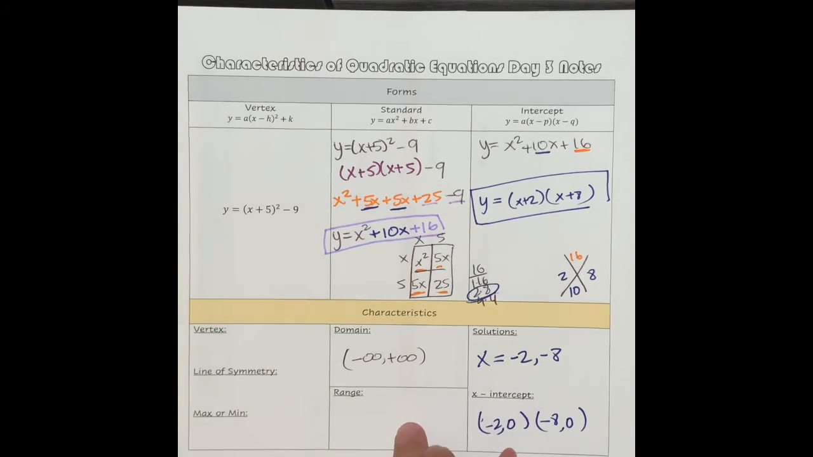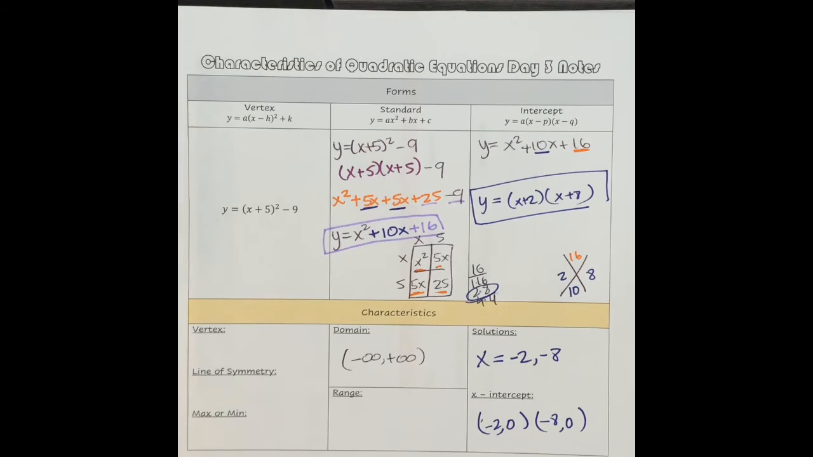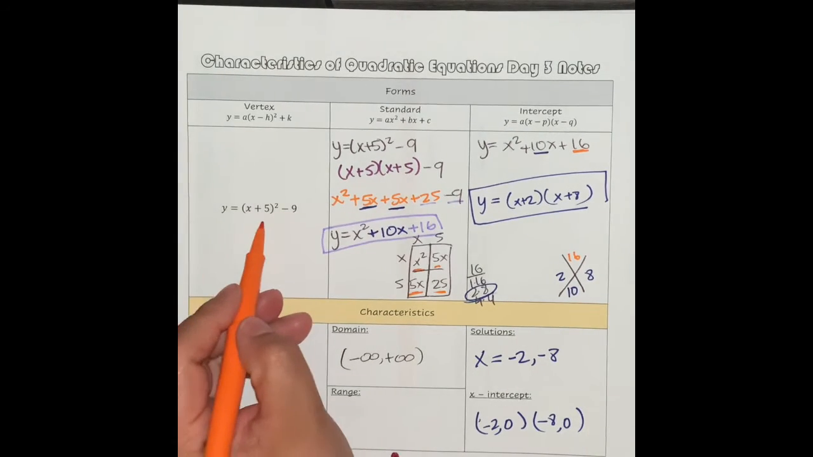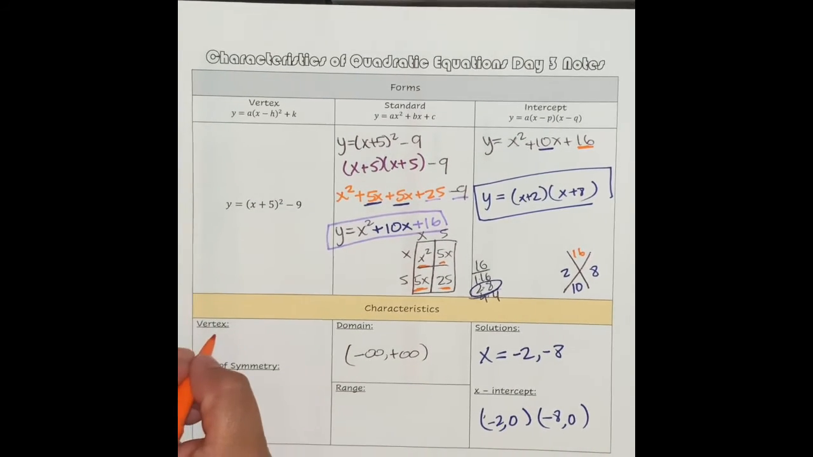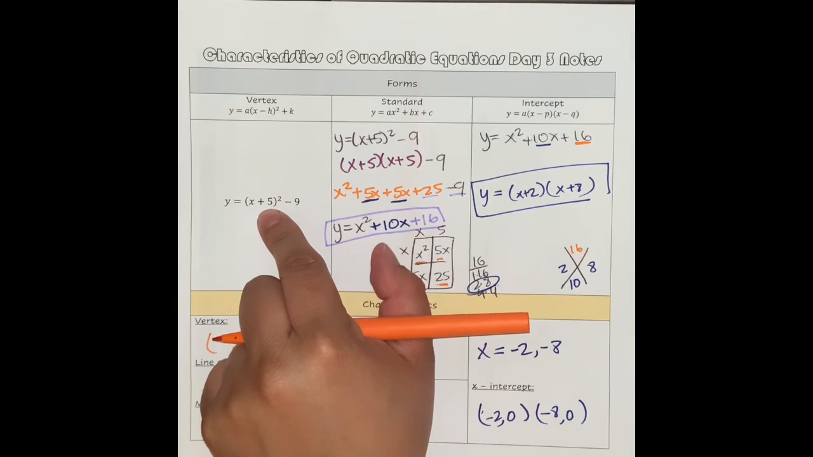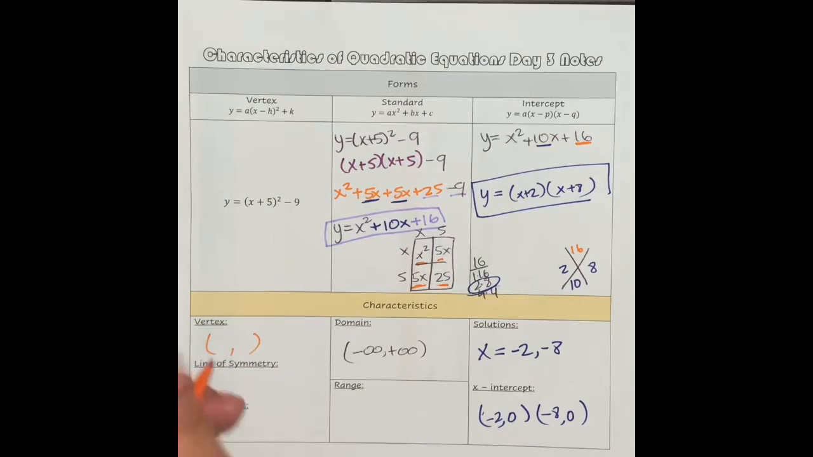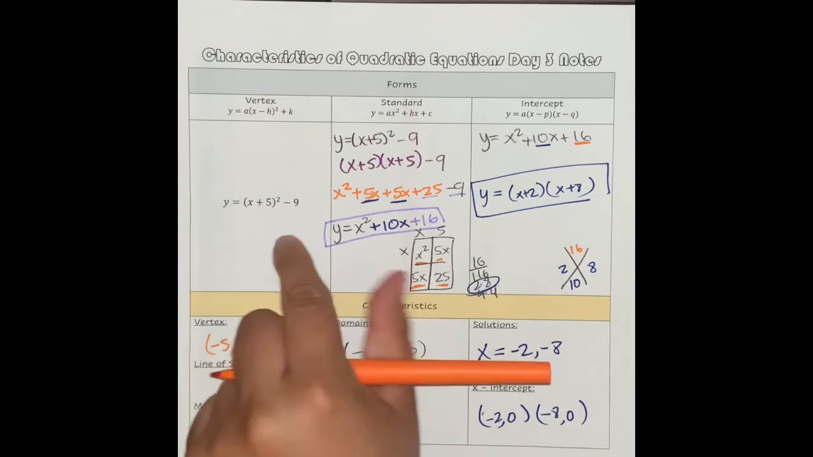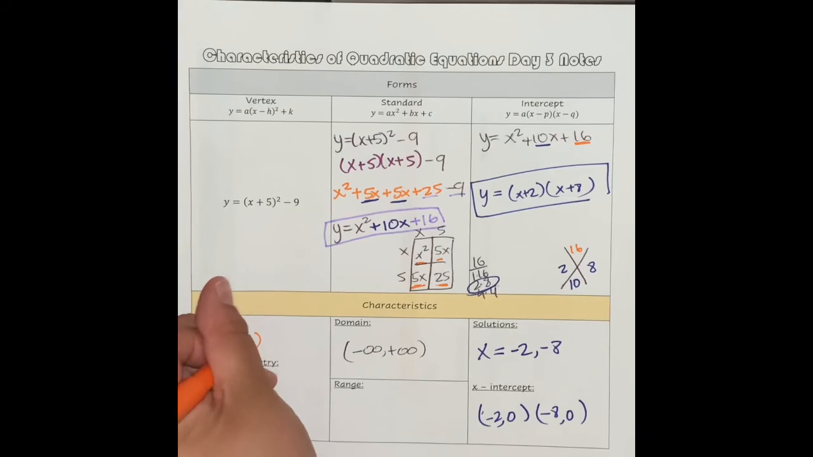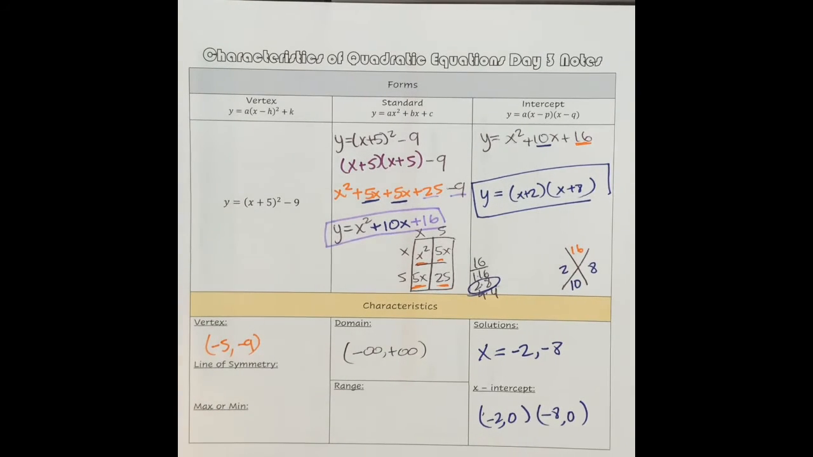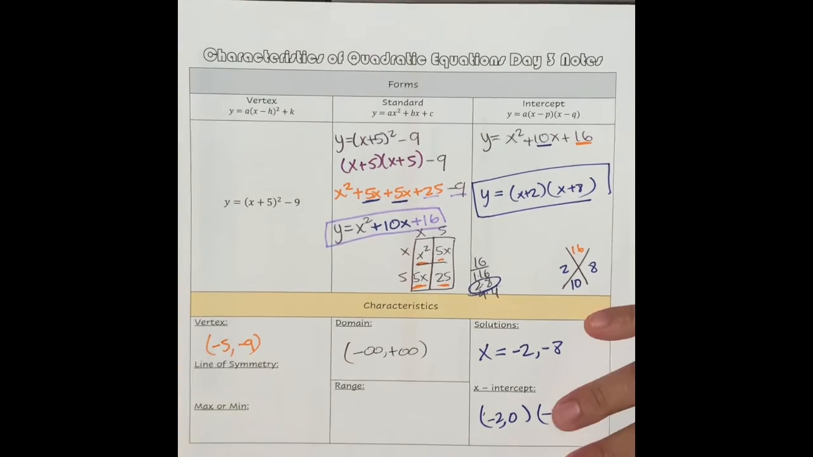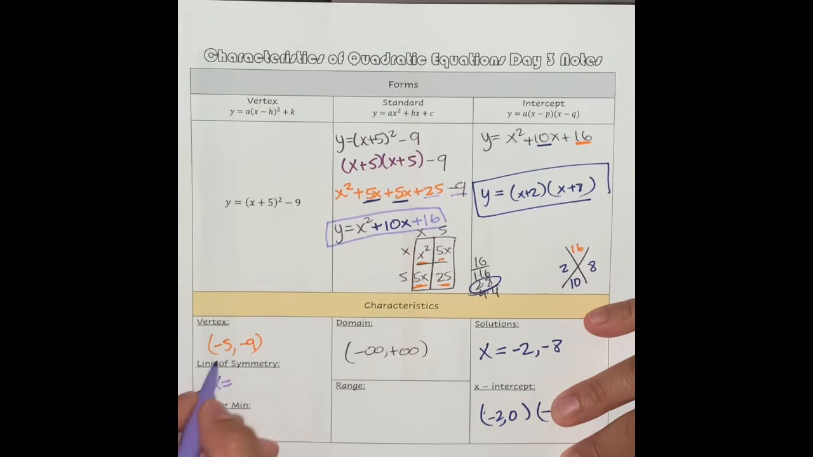And we'll skip range for a sec. We can do the vertex first. The vertex has to do with our vertex form. Again, it's h and k, but h changes the sign. So this is positive 5 right now, so it's going to be negative 5. And this is negative 9. That stays the same. Our line of symmetry is just x equals whatever our x value is for the vertex. In this case, it's negative 5.